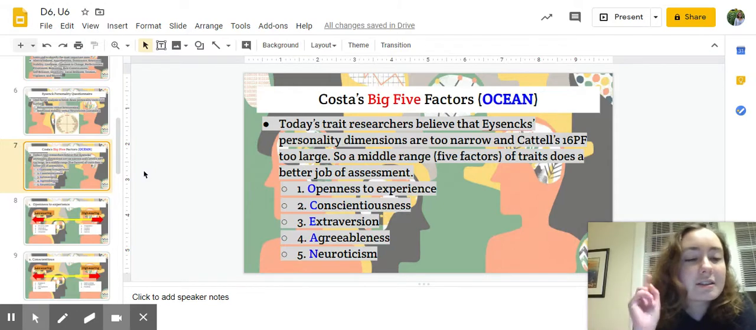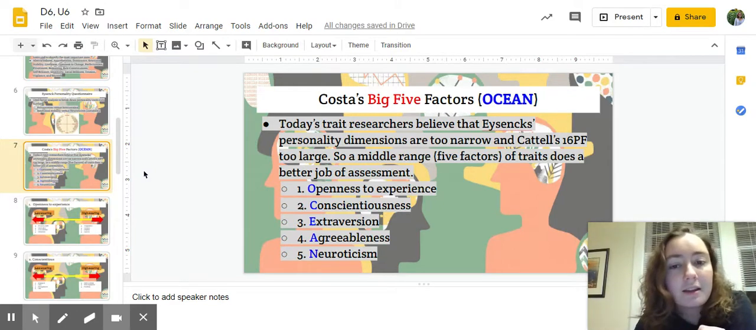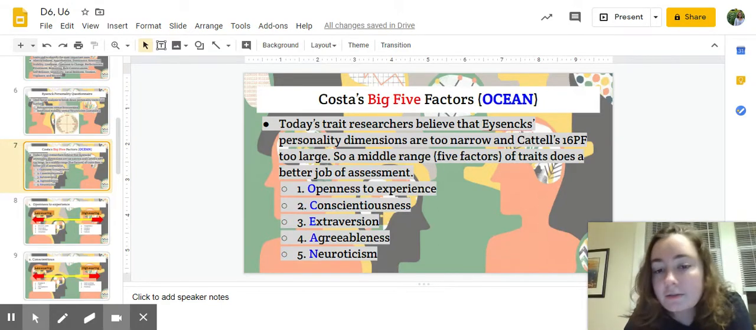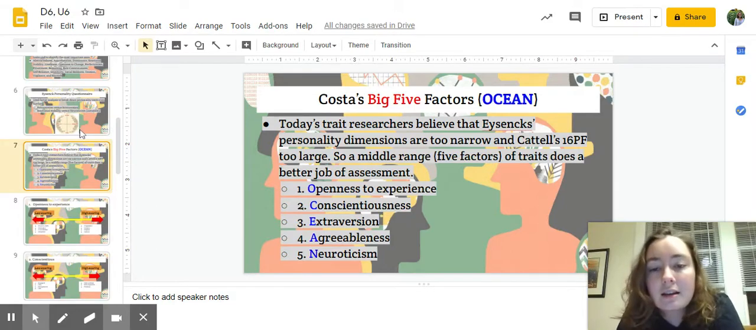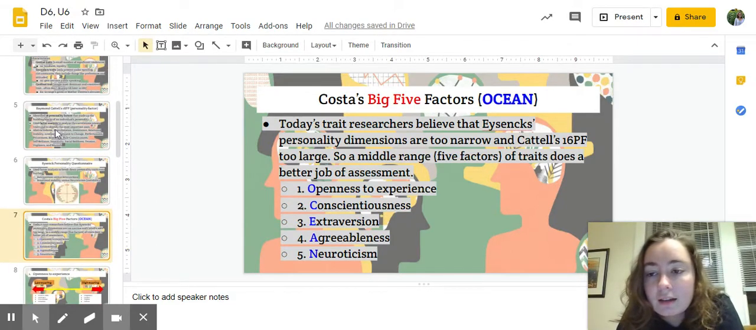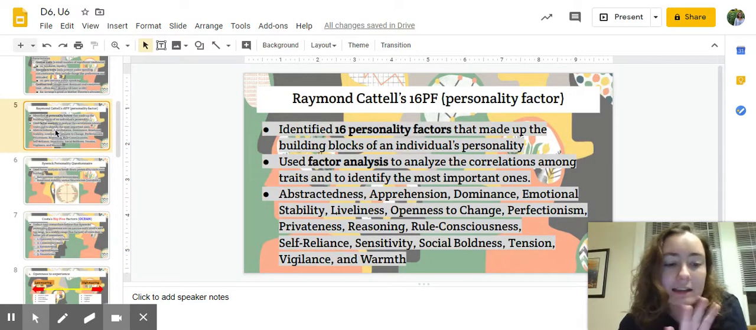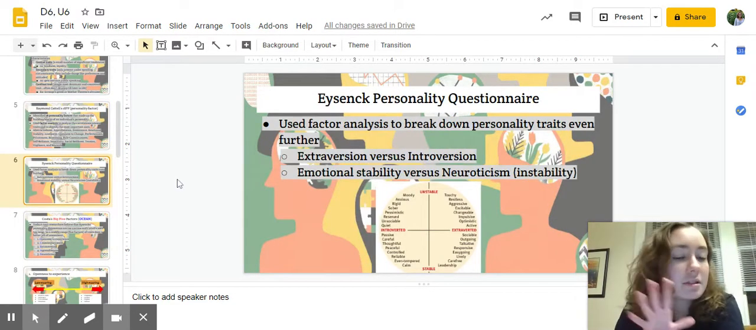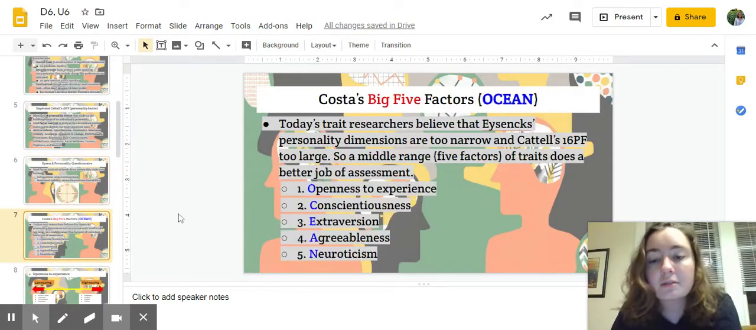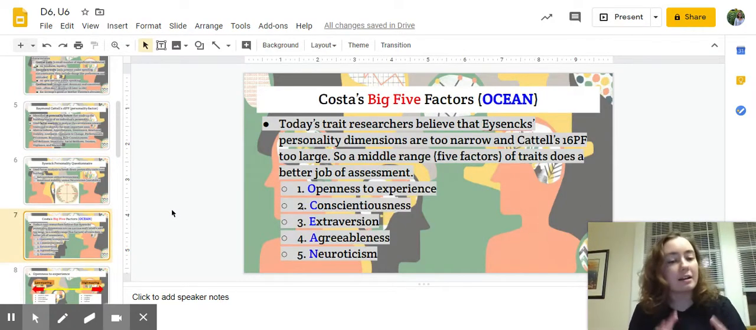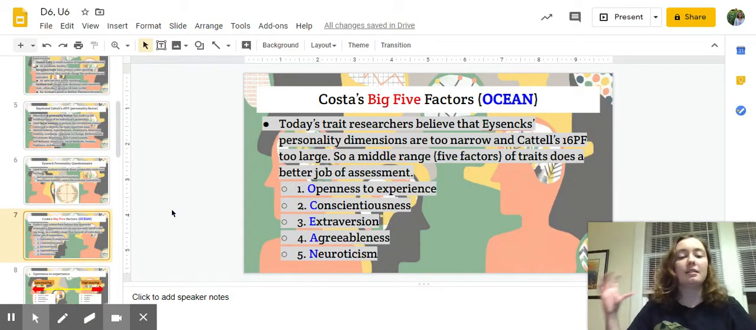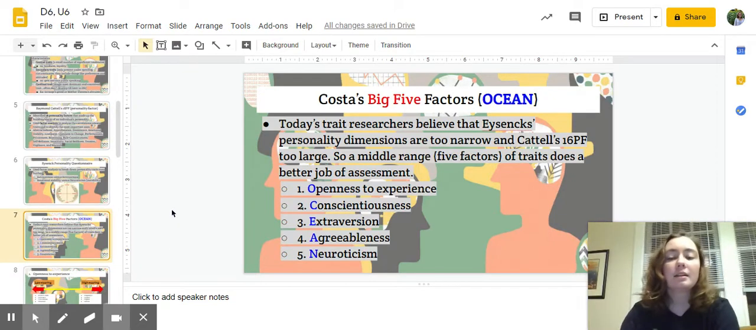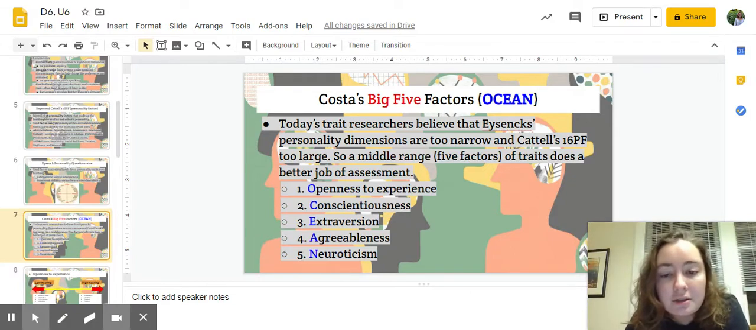So the most important thing I want us to know, probably out of all the personality stuff, is Costa's Big 5 Factors, which we use the acronym OCEAN for. Costa basically says, okay, Cattell was too much with 16, that's a lot, but Eysenck was too little with just two dimensions. So let's take 5 core things. They use factor analysis, see what's related, and bring these together to make just 5 overall things that determine your personality. So his Big 5, we need to know these. Know this OCEAN acronym, that's easy to remember.